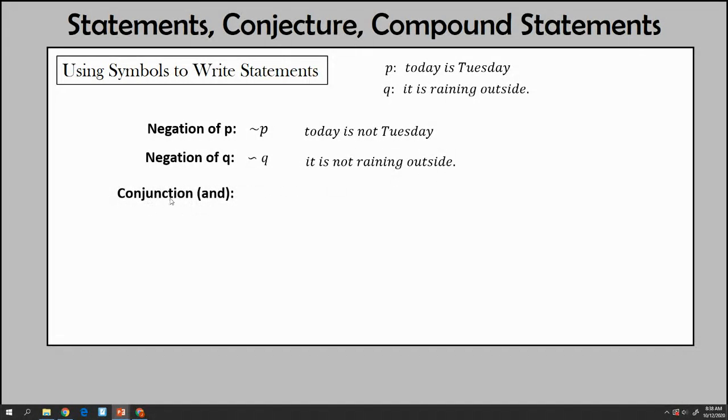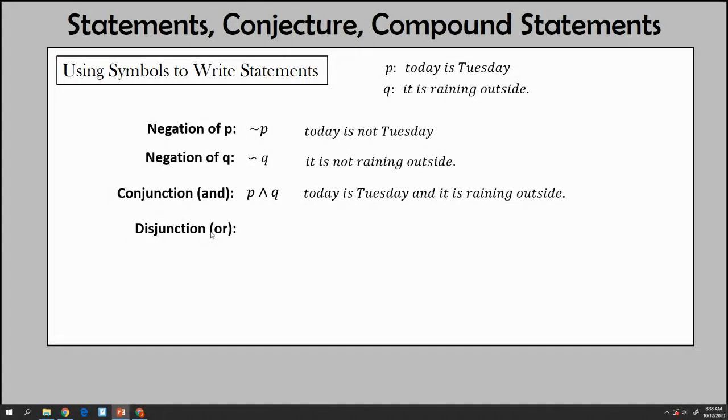If I wanted to write the conjunction of P and Q, well, we'd want to join these two statements with the word and. Symbolically, we use this little power symbol, really. I think of it as a letter A without the little thing across. That reminds me that it represents and. So what this symbol means is take statement P and join it with the word and with Q. So what would it be? Today is Tuesday and it's raining outside.